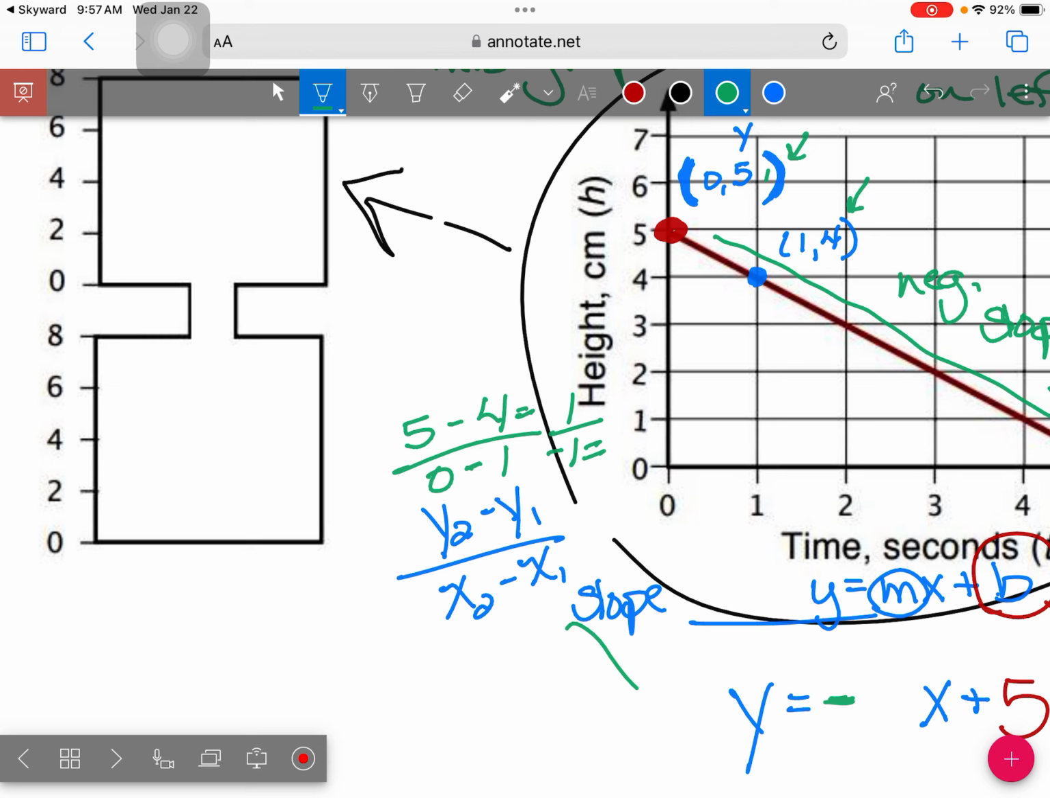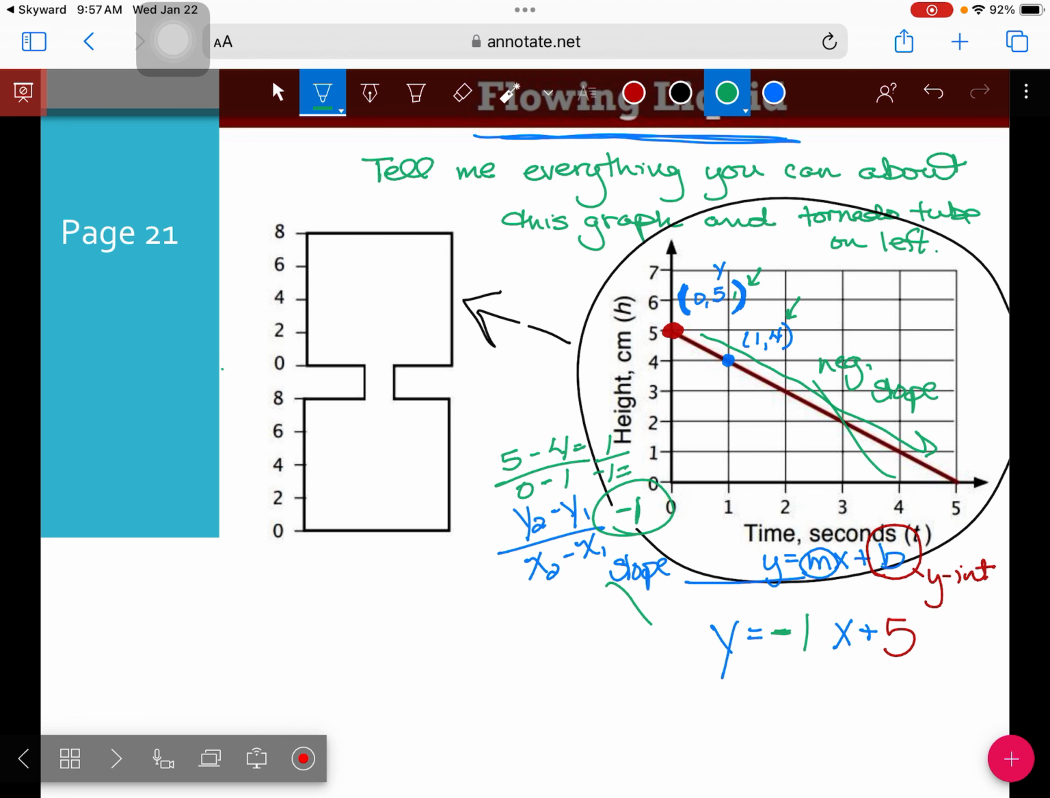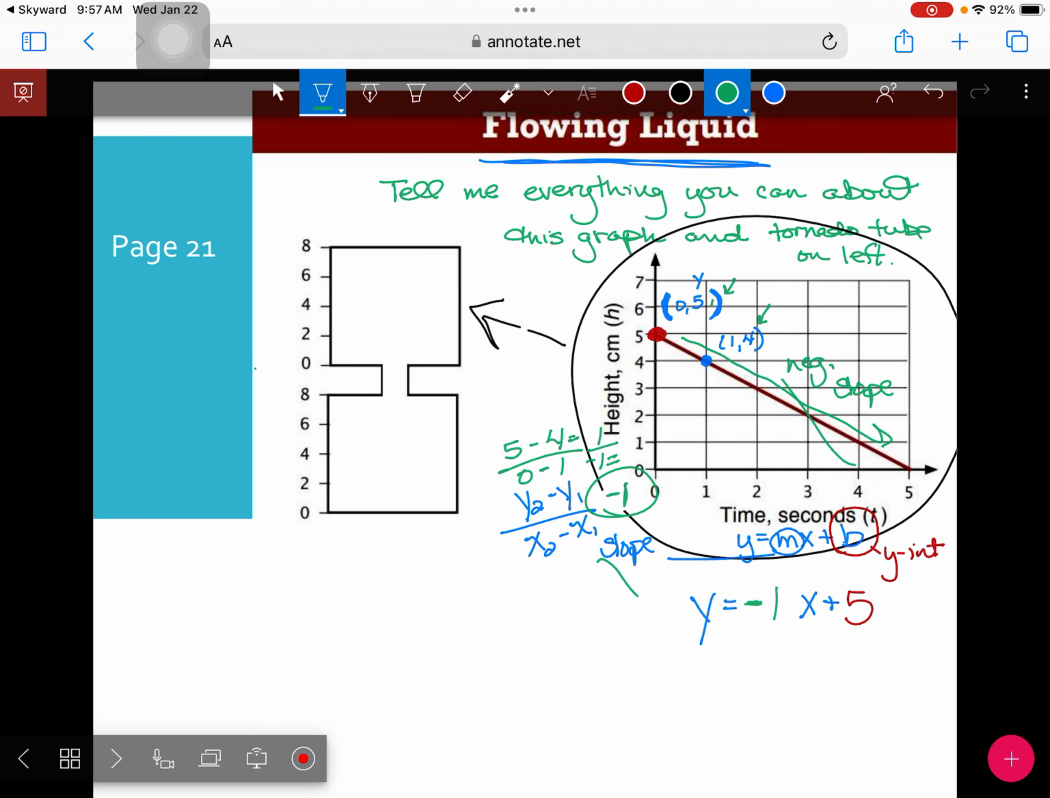What's a positive divided by a negative? Should be a negative, and 1 divided by 1 is 1. So my slope here is negative 1x plus 5. Okay? Negative 1x plus 5. We started with 5 as a height. Okay? Again, this is for this top one.